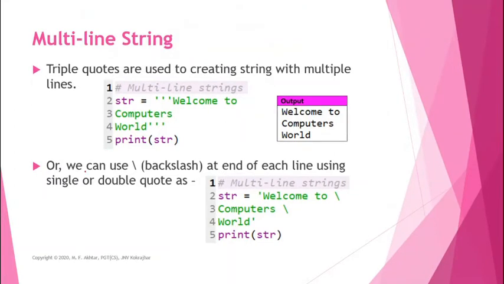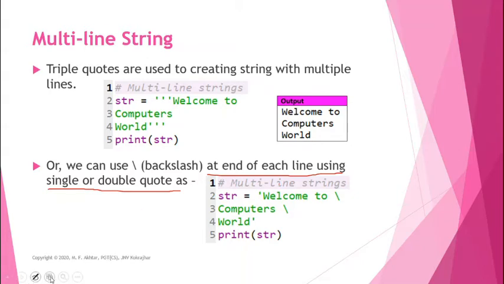Or we can use a backslash also, the backslash symbol given on the keyboard. We have to give a backslash at the end of each line, and we can use a single quotation mark or a double quotation mark. If we are not using three quotation marks, then using single or double quotation marks, we can use a backslash to divide a single-line string into a multi-line string.